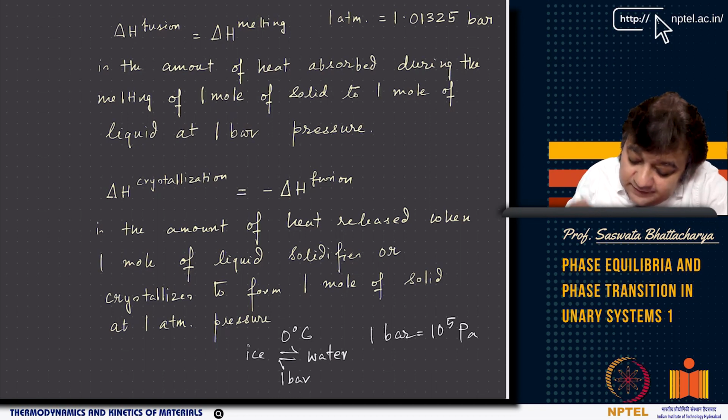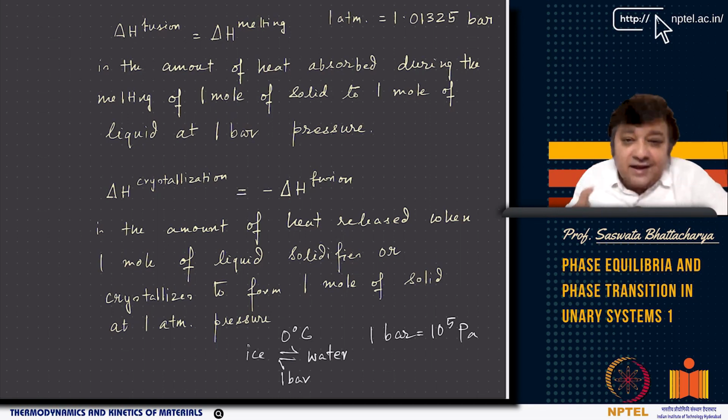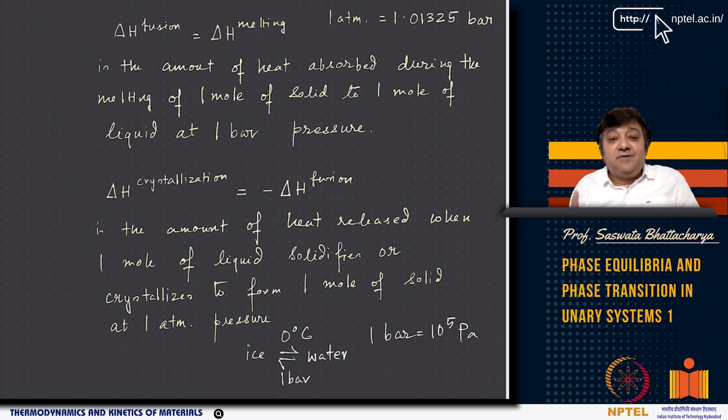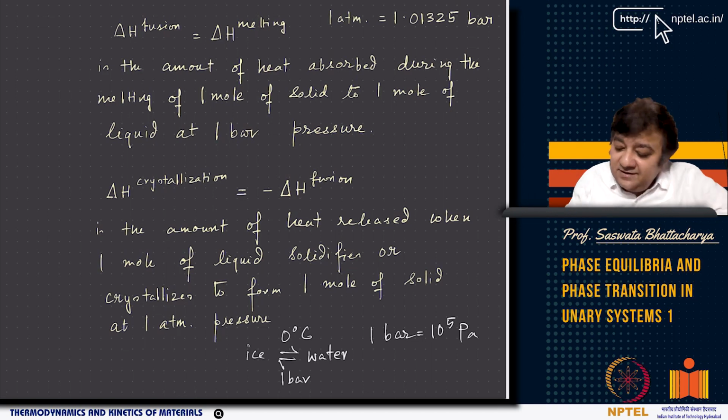So delta H fusion is given again at the transition temperature. Remember, when I am telling that delta H fusion or delta H melting, that is the latent heat of melting or latent heat of fusion, it is always specified at the given temperature. That given temperature is in general the transition temperature and 1 bar pressure, right?